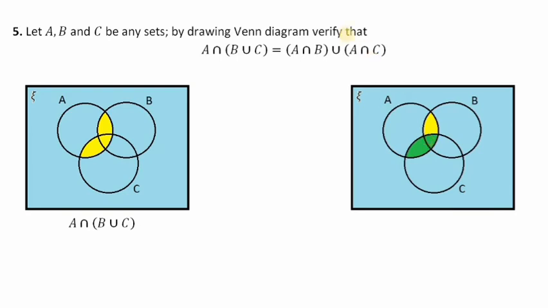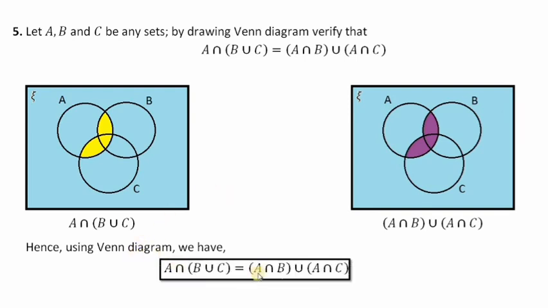Now you are taking union, that means you are combining the common part between A and B and A and C. So if you combine this and this, you will get this, isn't it? Now see here, this is your Venn diagram for right hand side. Now are they same? Yes, so we have shaded the same part, isn't it? So that's why we have verified distributive property using Venn diagram. All right, so hence using Venn diagram we have this one. All right, so you may pause the video and note it down.